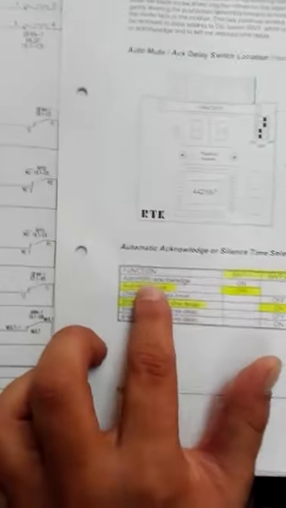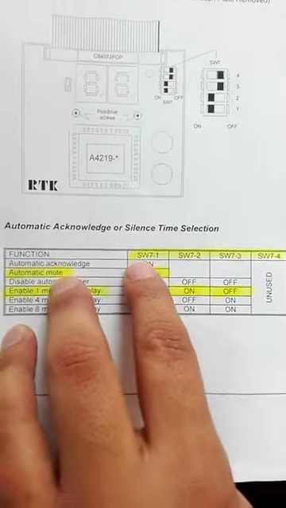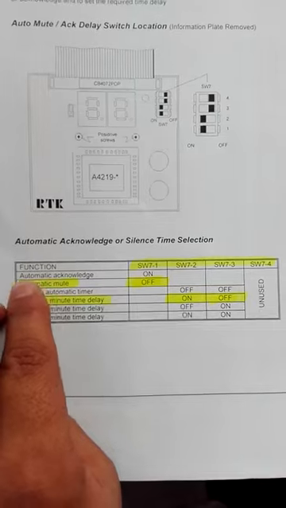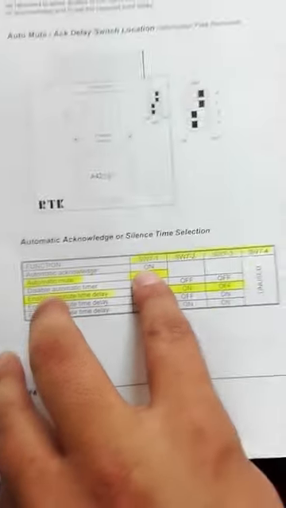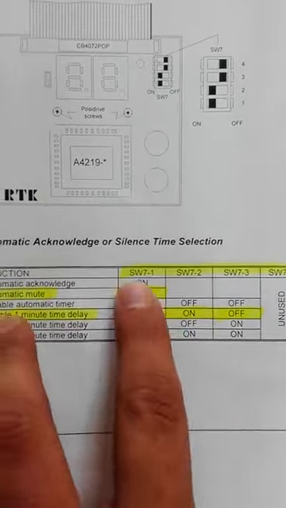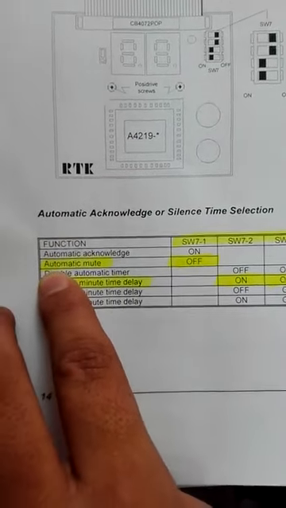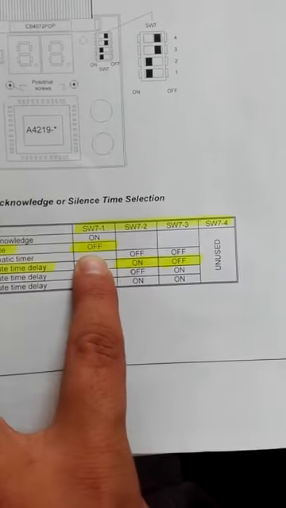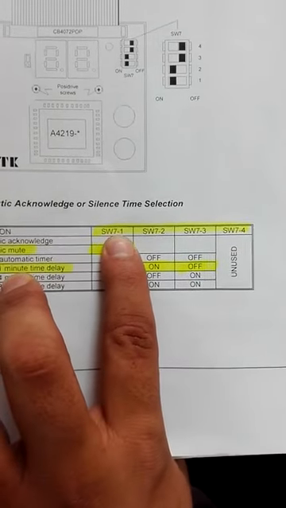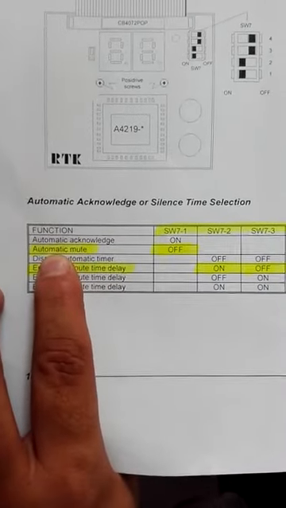When the function is automatic acknowledge, we need switch 1. These are switch 1, switch 2, switch 3, switch 4. When you need automatic acknowledge, you have to make switch 1 on. You can see it here. Switch 1 should be on if one needs automatic acknowledge. Then the second function, automatic mute. When one needs automatic mute, he should switch off switch 1. Switch 1 should be switched off for automatic mute.